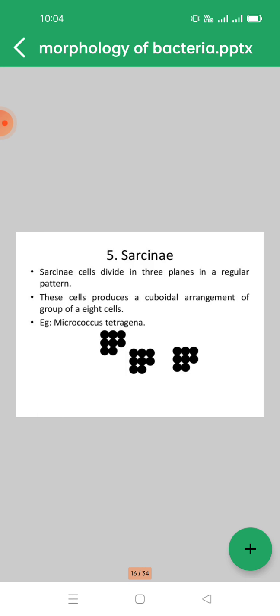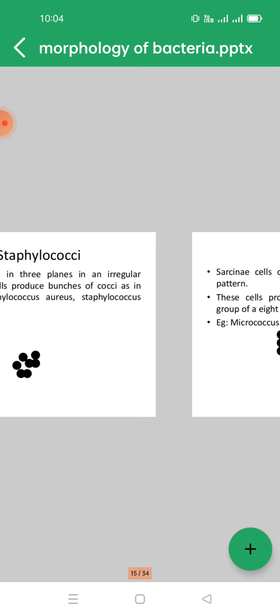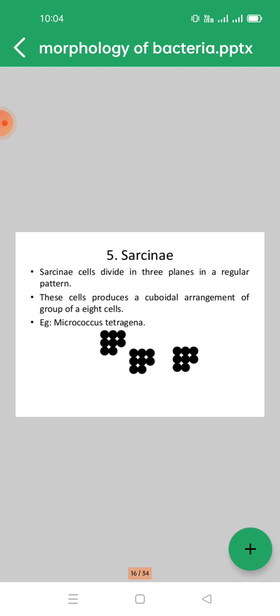Next is Sarcinae. Sarcinae divide in three planes in a regular pattern. While Staphylococcus divides in the same three planes but in an irregular pattern, Sarcina divides in three planes in a regular pattern. So they form a cuboidal arrangement of 8 cells. For example, Micrococcus tetragena.